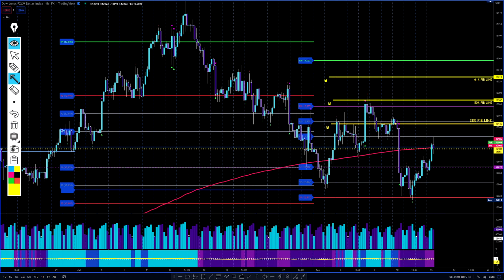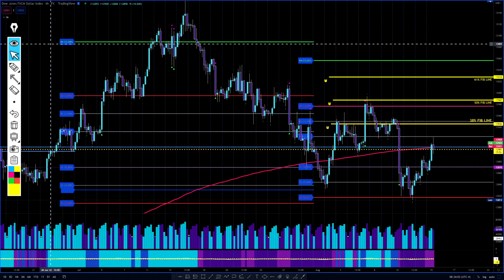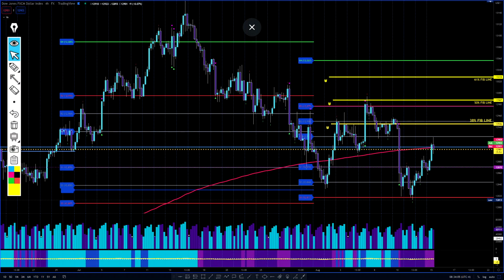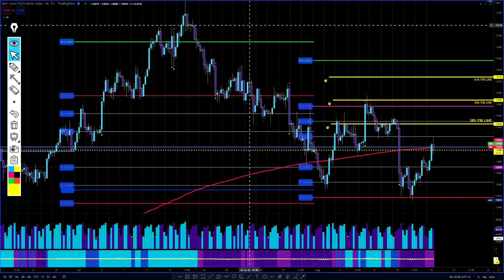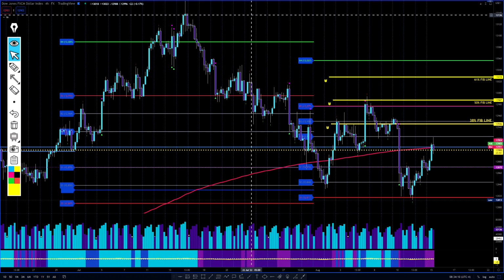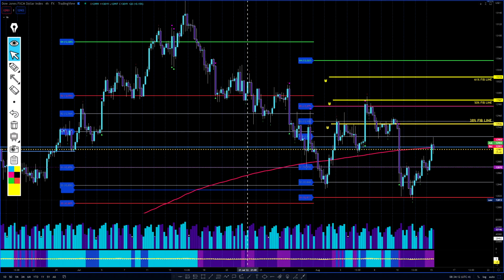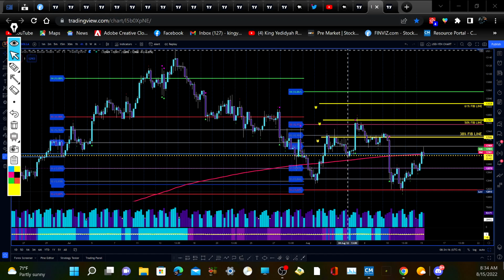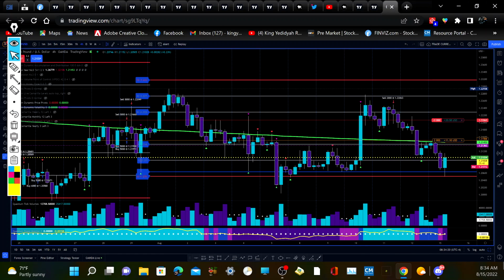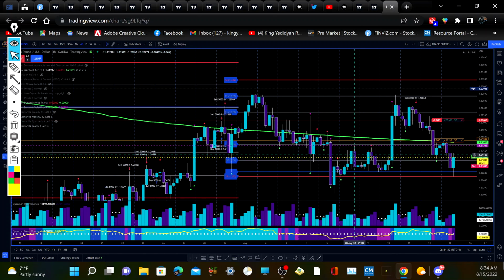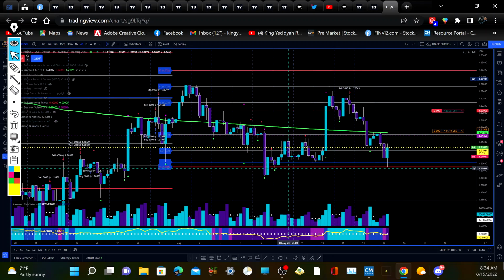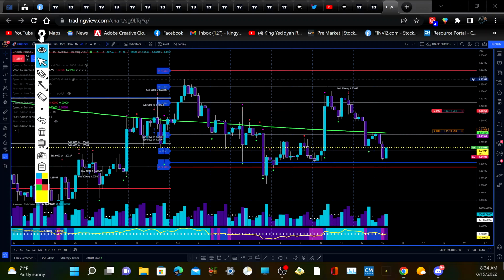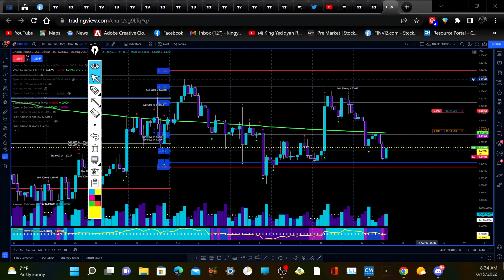Now, let me go over to this GBP USD trade. So my thesis right now is a bullish US dollar, right? So with that said, I'm looking now for a weak currency against the US dollar, right? So let's see, make this bigger.